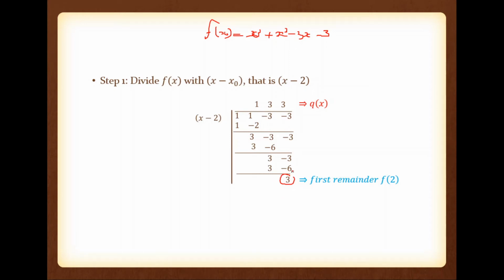This is also known as the first remainder, because after dividing f of x with x minus 2, we have a remainder 3. This is known as the first remainder, and that is f of 2. Okay. So now what is the quotient q of x? Q of x is x square plus 3x plus 3. Is it okay? So divide this q of x with x minus 2 again.